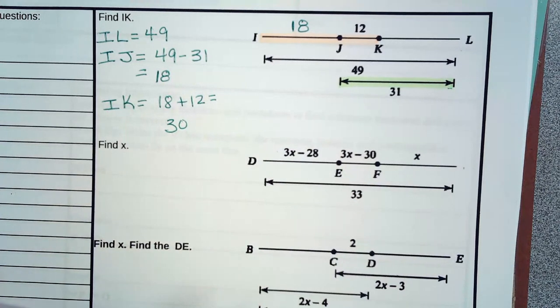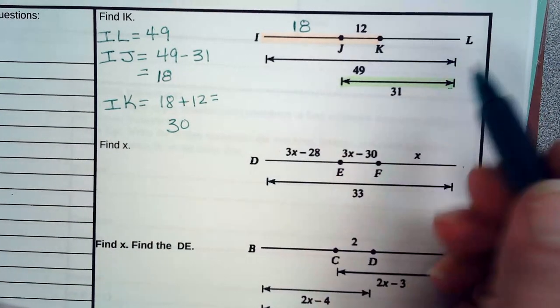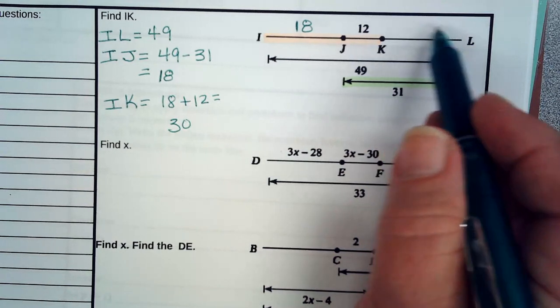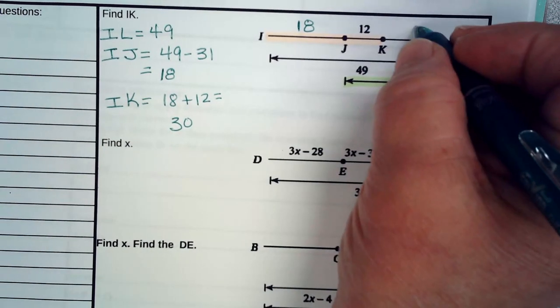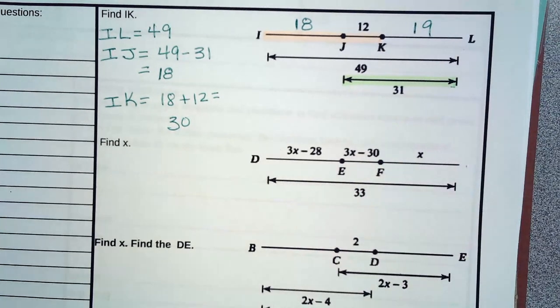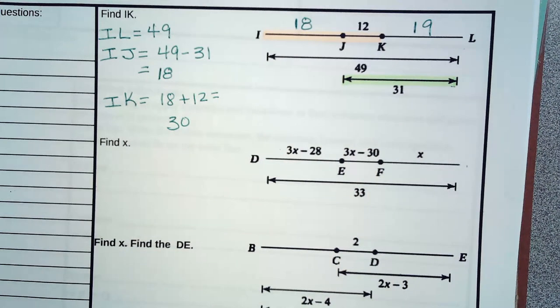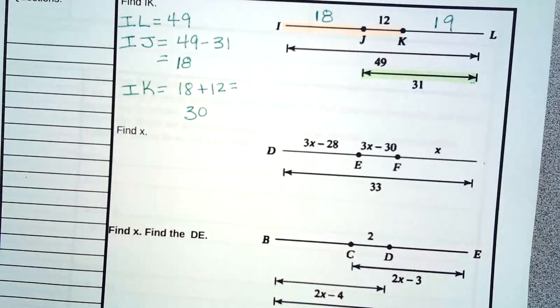Okay, so that is 30. From here to here is 30. What is the length here? 49 minus 30 would give me 19, and I have found all the lengths. The other way we could have found it, 31 minus 12 would also give you 19.